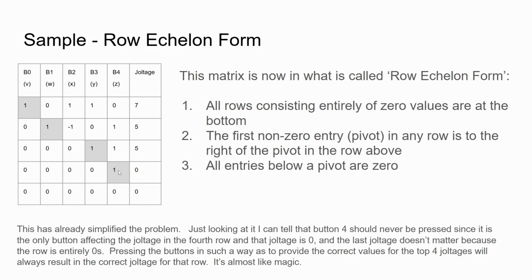So already it's simplified. I could tell this joltage doesn't matter. And you might think that's strange, but how it ends up is the way the puzzle's set up. It doesn't matter how we push these buttons. If we end up with the right joltages in these rows, this will always be the right joltage. And we can also see this row has a 1 here, but 0 joltage, so we know this won't be pressed ever.